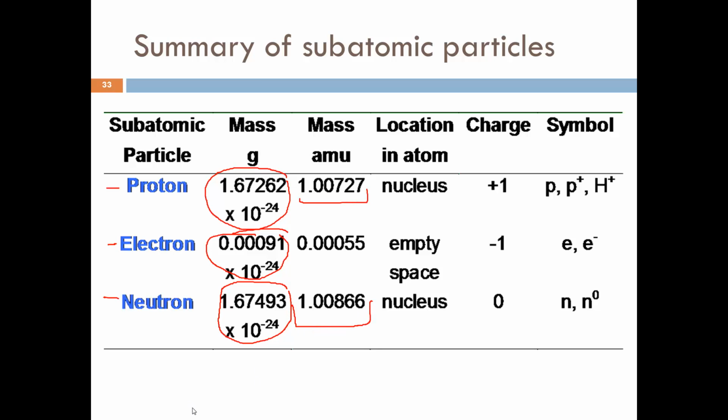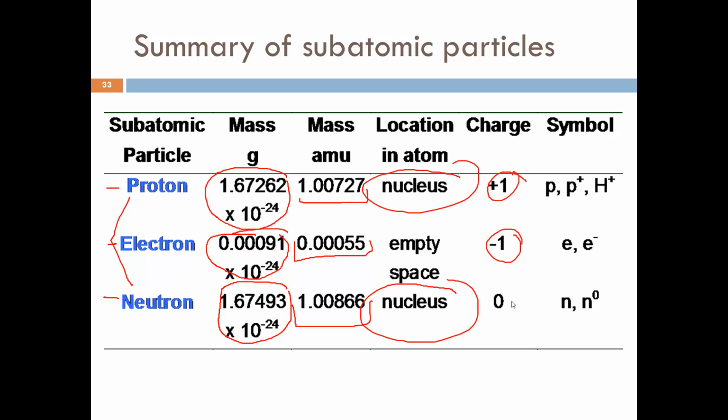The proton and the neutron together create the nucleus. And then the electron is in the empty space around the nucleus. For charges, we have +1 for proton, -1 for electron, and then the neutron doesn't have a charge. Now these you will see time and again throughout the semester, so you might want to get familiar with the abbreviations for these. And that gives you an overview of how the particles were discovered and what makes up the atom.